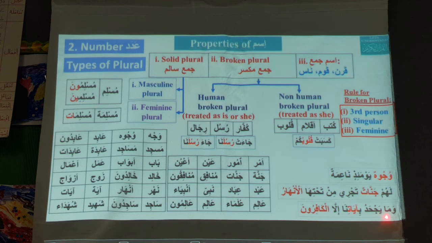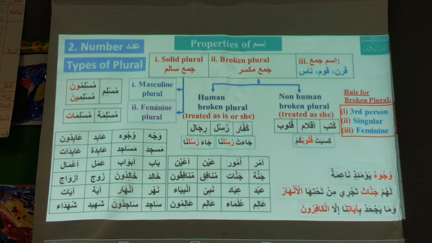Wa ma yajhadu bi-ayatina illa al-kafirun. Jahada, yajhadu: he denied, he argued. Bi with ayat. Ayat is the plural of ayah. Ayatina, our verses. Illa, except, al-kafirun. Al-kafirun is a solid plural. And ayat is also a solid plural. No one denies our signs except the disbelievers.